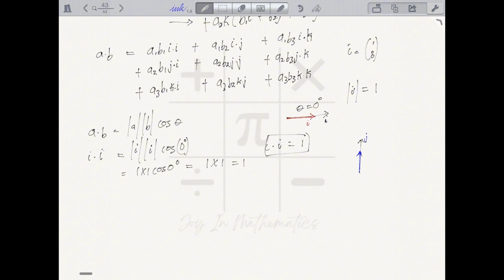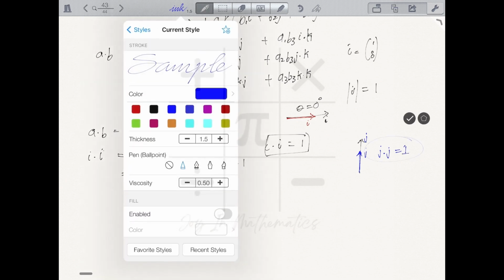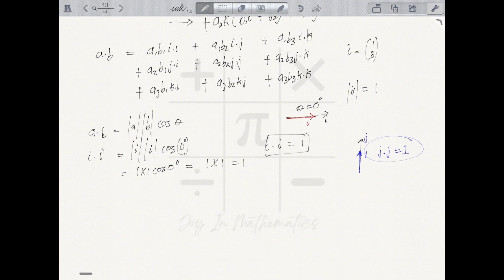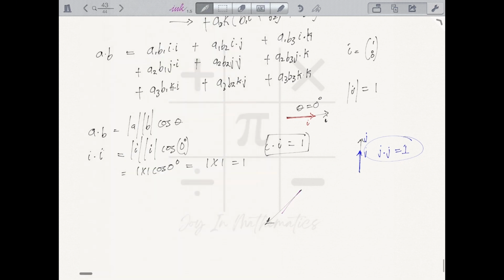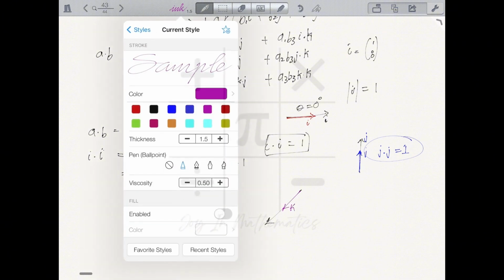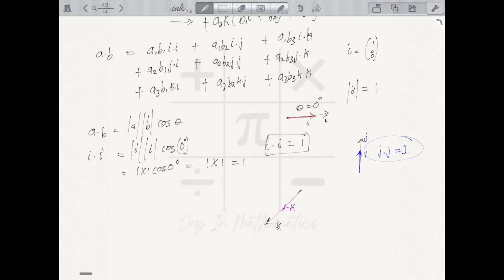J being multiplied by J. We will find out also that J dot J is equal to 1. And finally, if we have K in the Z direction, and we also have another K represented on it, we will also find out that K dot K is equal to 1, because the angle here is 0 degrees.